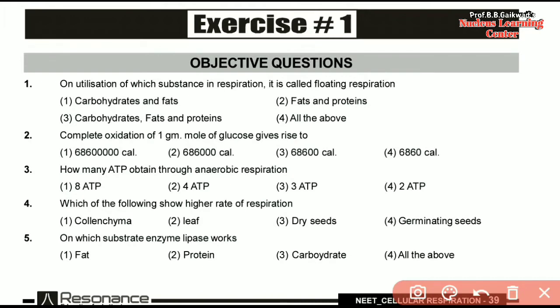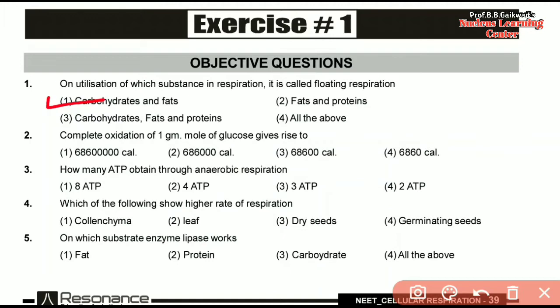When there is a use of carbohydrates and fats, then we call it floating respiration. And when there is a use of protein molecules as an oxidizing agent or as a respiratory substrate, then it is called protoplasmic respiration. So for the first MCQ, the correct option is A, or first, carbohydrates and fats.